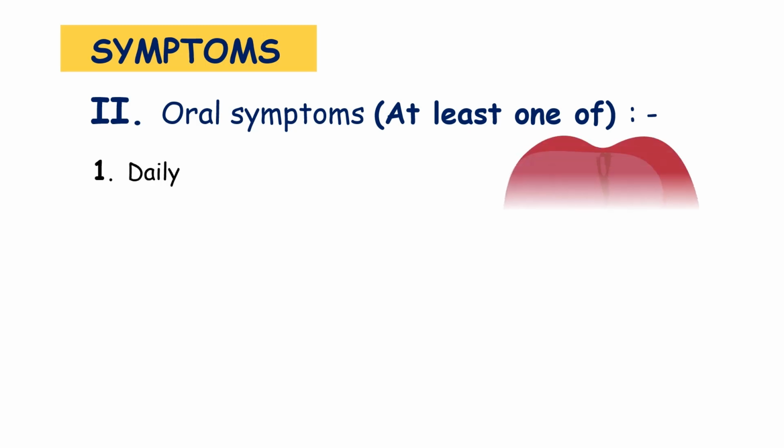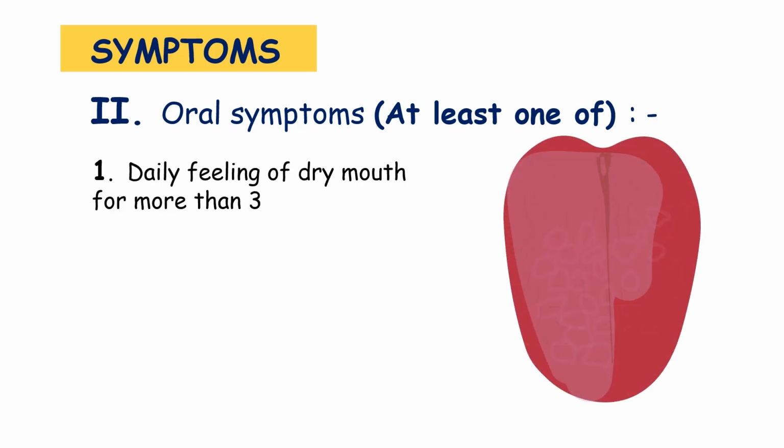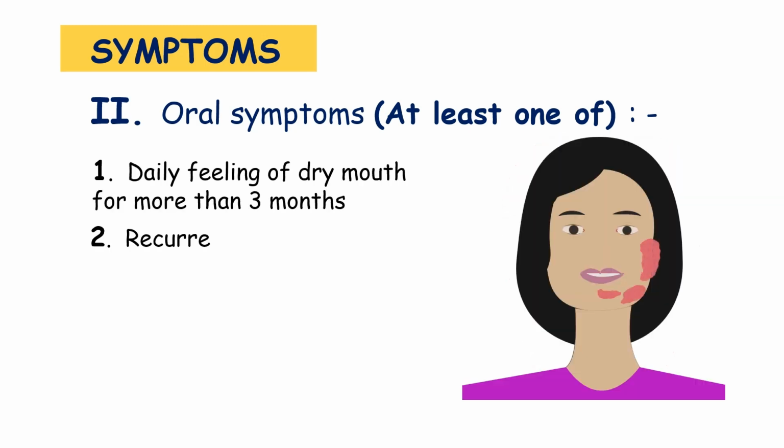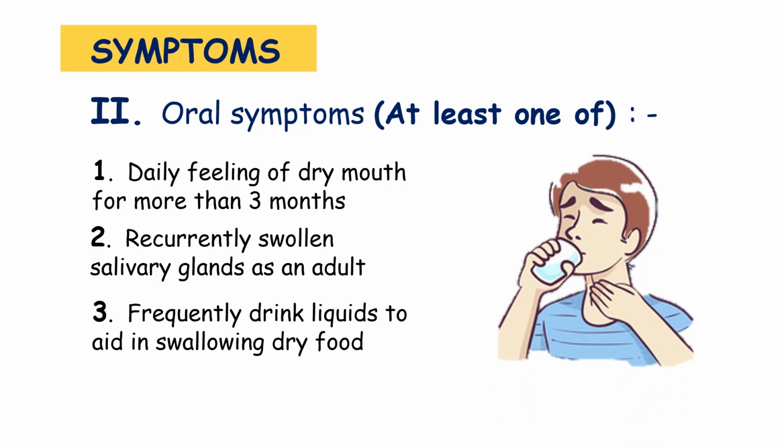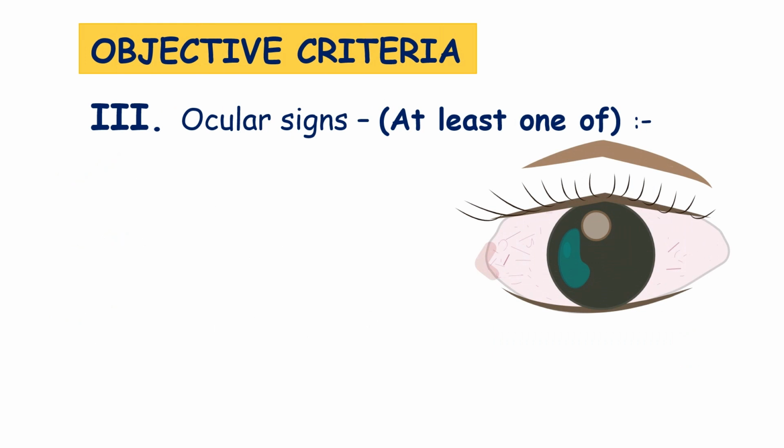Criteria number 2 is oral symptoms. Patient may have symptoms like daily feeling of dry mouth for more than 3 months, recurrently swollen salivary glands as an adult, and frequently drink liquids to aid in swallowing dry food. Now, same as we discussed for ocular symptoms, if any one of these oral symptoms is present, the criteria is considered positive.